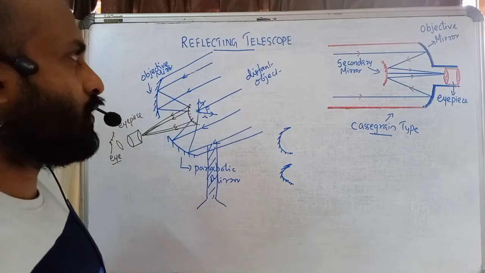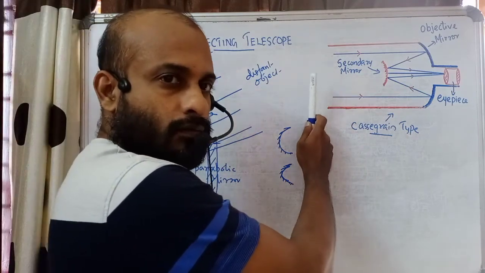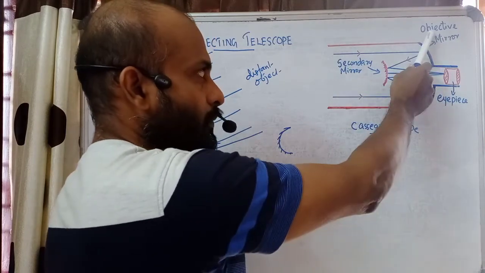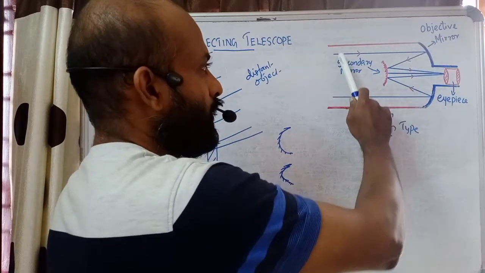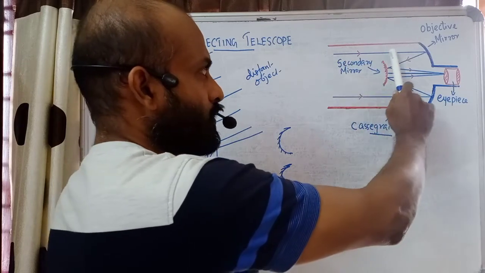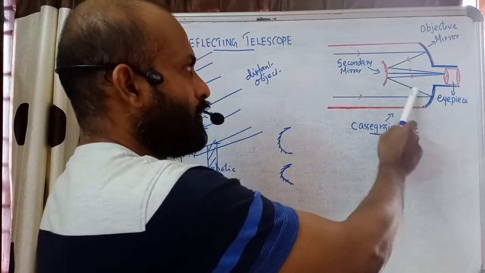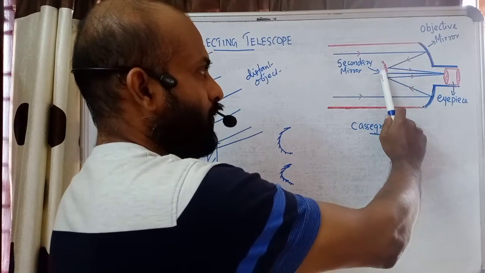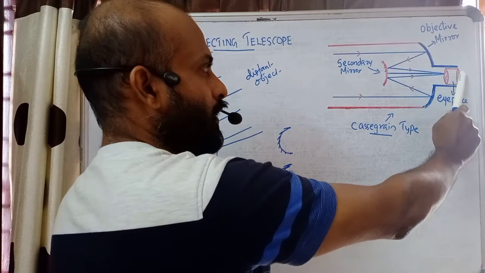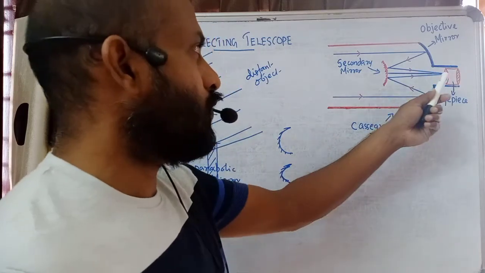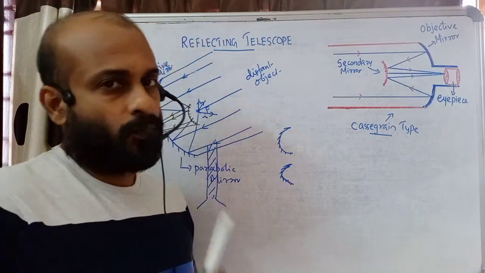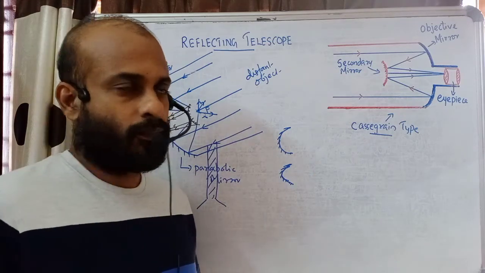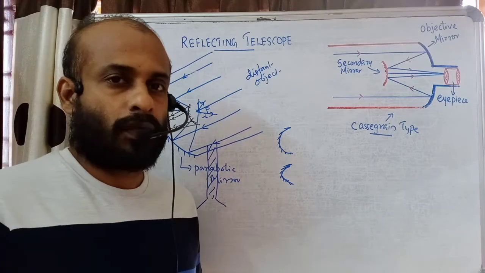So this is the actual shape of this reflecting type telescope. This is the curved objective mirror, actually a parabolic mirror. Then these are the light rays from the distant object. These light rays will fall on the secondary mirror, that is the convex mirror. Again, they will undergo reflection from the convex mirror. Light rays will enter the eyepiece. Those who wish to view the distant object can see it clearly. This is the working of a reflecting type telescope.